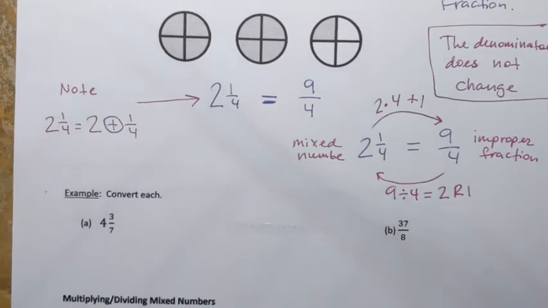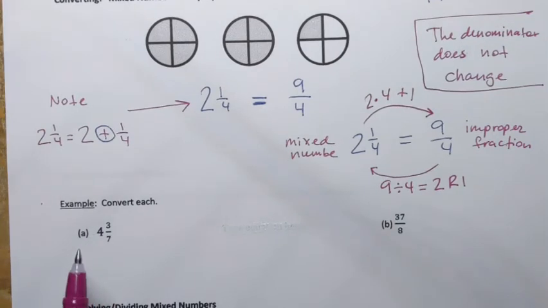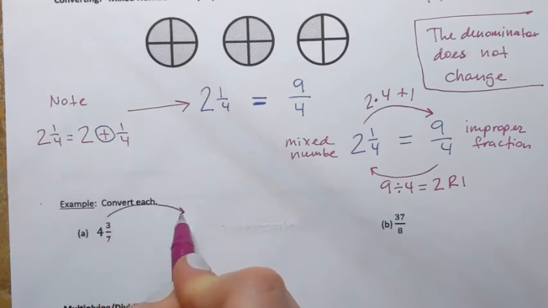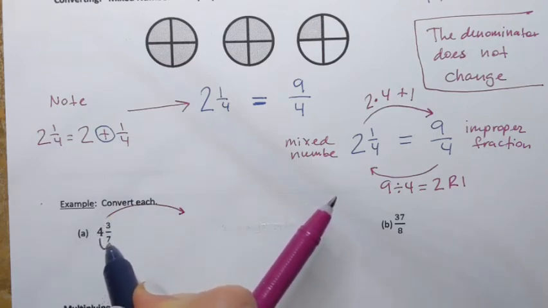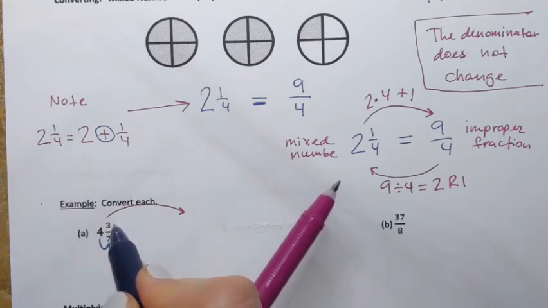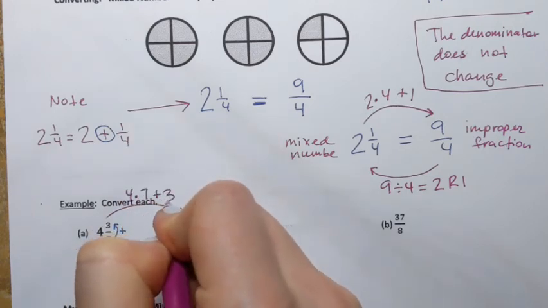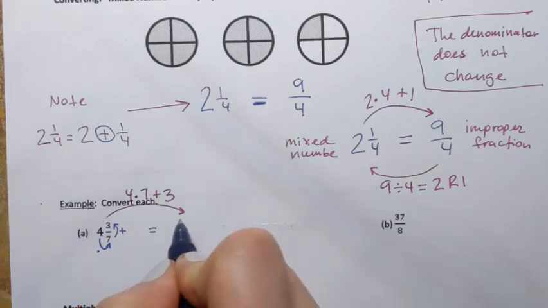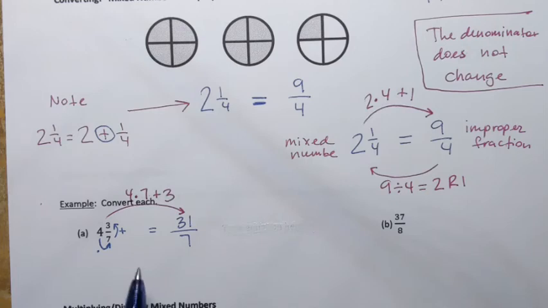Let's try 2 more examples. So for the first example, we have to take this mixed number and convert it to the improper fraction. So the process is the following. We have to take the whole part, multiply it by the denominator, and then add the numerator. So that will be 4 times 7 plus 3. 4 times 7 is 28. 28 plus 3 is 31. Well, that becomes the numerator, 31. Denominator never changes, it's still 7. So 4 and 3/7, it's the same as 31/7.